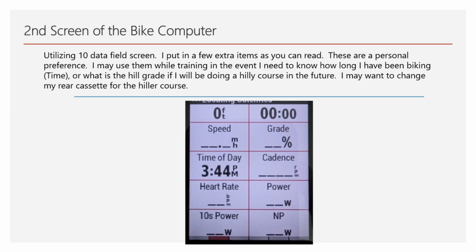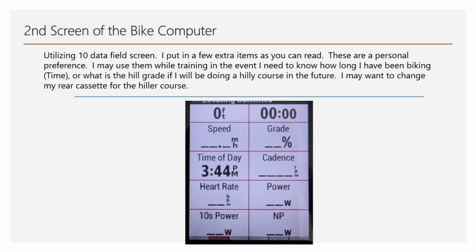I do create a second screen, and that I use a 10 field screen format. I put a few extra things there. You can do anything that you want. Again, the distance. The upper right hand corner is how long I've been riding. It's good to know. My speed, my grade.